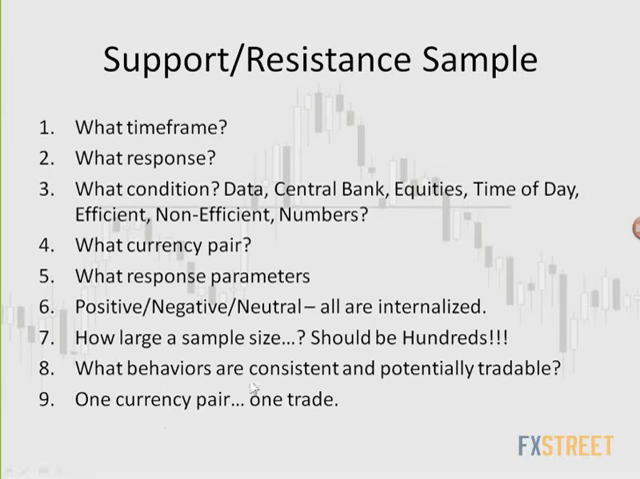So what behaviors are consistent and potentially tradable? What I tell people is that when you go through this process, ultimately over time, you're going to find a price behavior that is highly, highly consistent. Just when you go through the process, find that one currency pair, and then all of a sudden a trade will emerge, a price behavior that you identify as highly consistent. So that becomes your one currency pair, one trade.